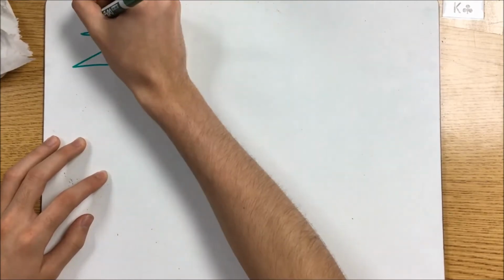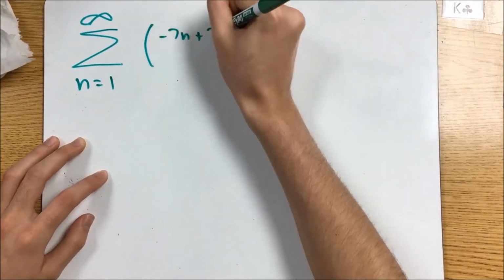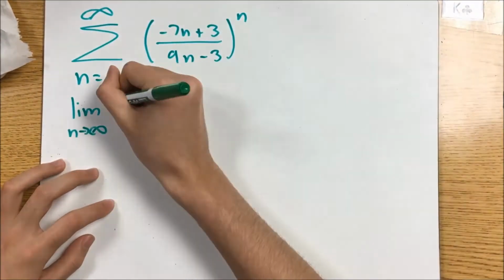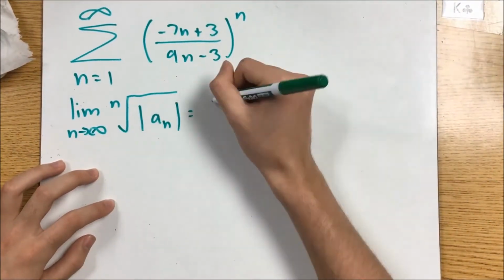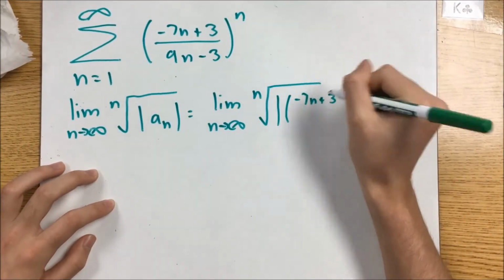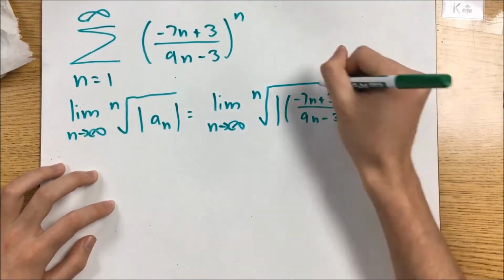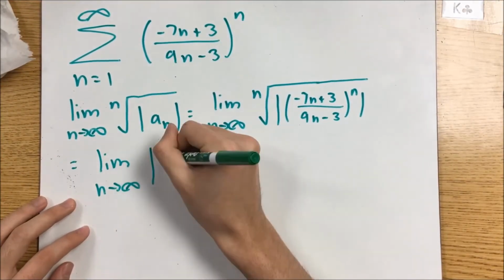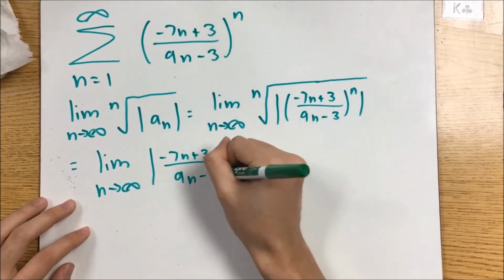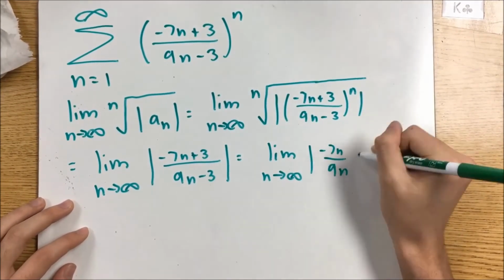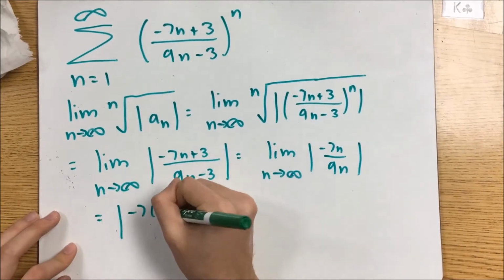Our second example will be using the root test on the summation of (negative 7n plus 3) over (9n minus 3), to the nth power. The root test can be used since a sub n is to the nth power. First, we have to find the limit as n approaches infinity of the nth root of the absolute value of a sub n. We can plug in our known a sub n into the generic equation, which cancels out the nth root and the nth power. From here, we just simplify our limit.